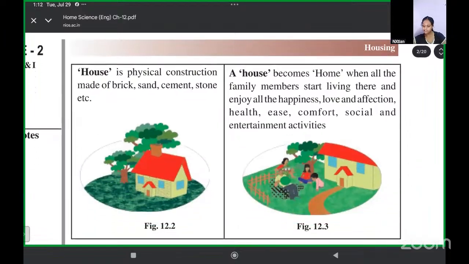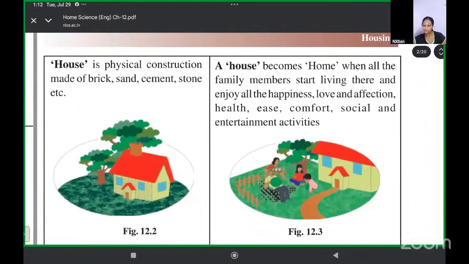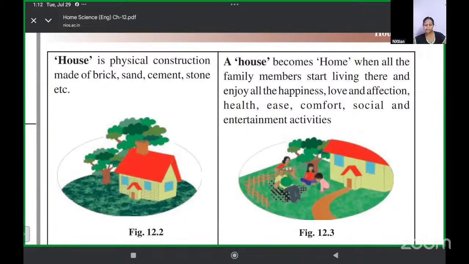There is a difference. What is the difference? A house is a physical construction made of brick, sand, cement, stone, etc. It is just a structure. Whereas a home is where a house becomes a home when all the family members start living there and enjoy all the happiness, love and affection, health, ease, comfort, social and entertainment activities. This is when it becomes a home.